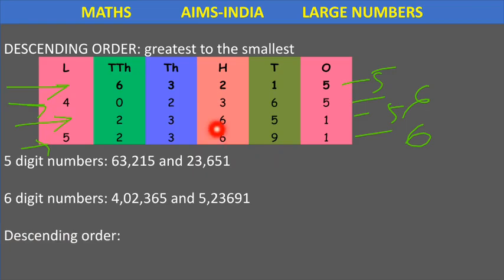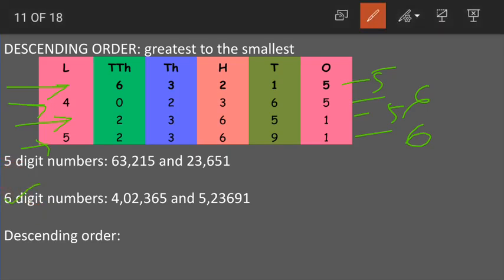Now as we are writing the descending order, which numbers are greater, 6-digit or 5-digit? 6-digit numbers are greater than 5-digit numbers. So first we should write the greatest number among these two 6-digit numbers. Now let us compare the first digit, which is in the highest place value. Which one is the higher number, children? 4 or 5? 5. So 5,23,691 becomes the greatest number among all these four.